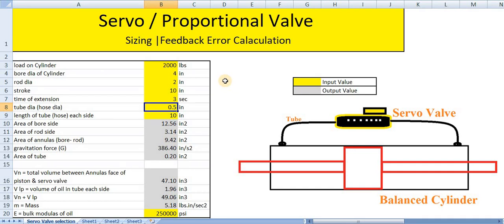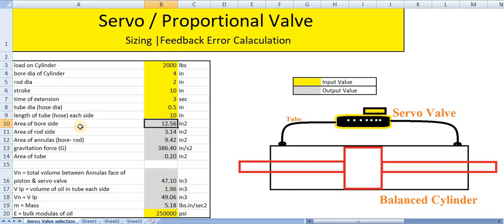Let's say your actuator has the servo valve mounted on it, and if it's not, then it should be somewhere near. And the hose or tubing size from the servo valve to the actuator you have to consider, or if you know it you can enter it, or maybe you can calculate it with a different calculation I'm going to upload in future. But I'm assuming here it's 0.5 inch, and the length of tubing, let's say, is 10 inch. It's only a single side length I have mentioned here as well. So the length of tube each side, from here to here, is 10 inch. If from here to here it's something different, then you have to consider the worst case, but I'm assuming 10 inch here.